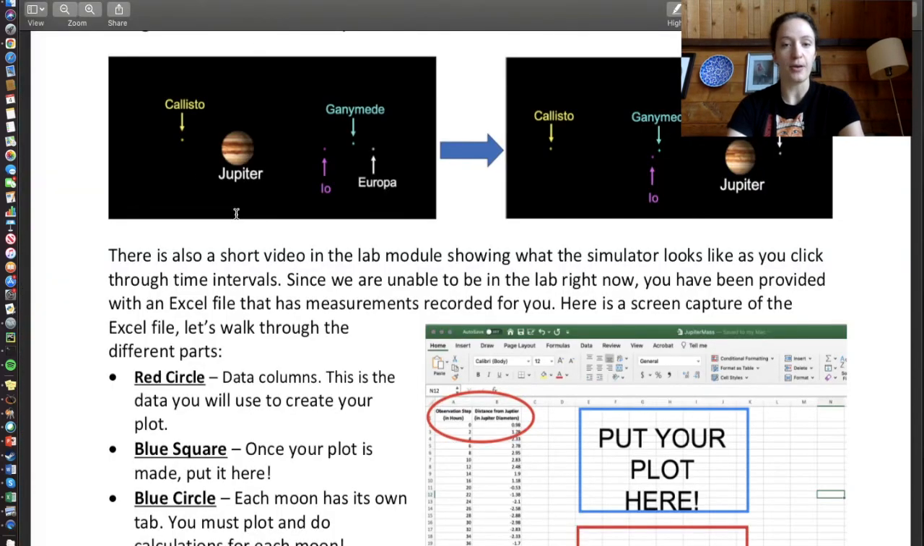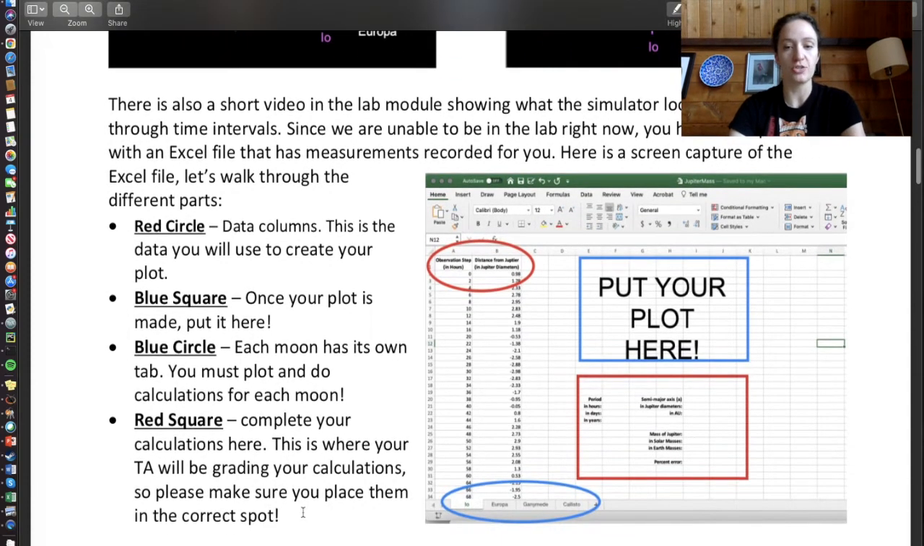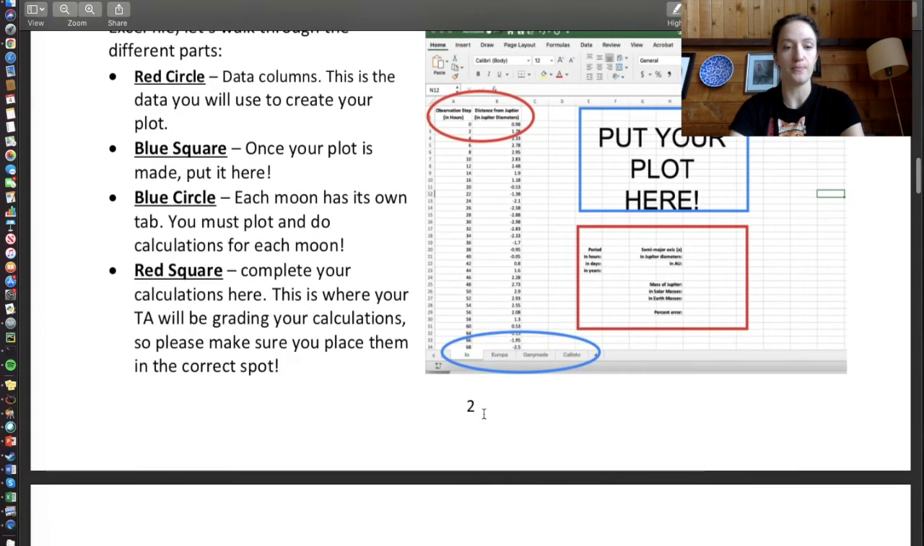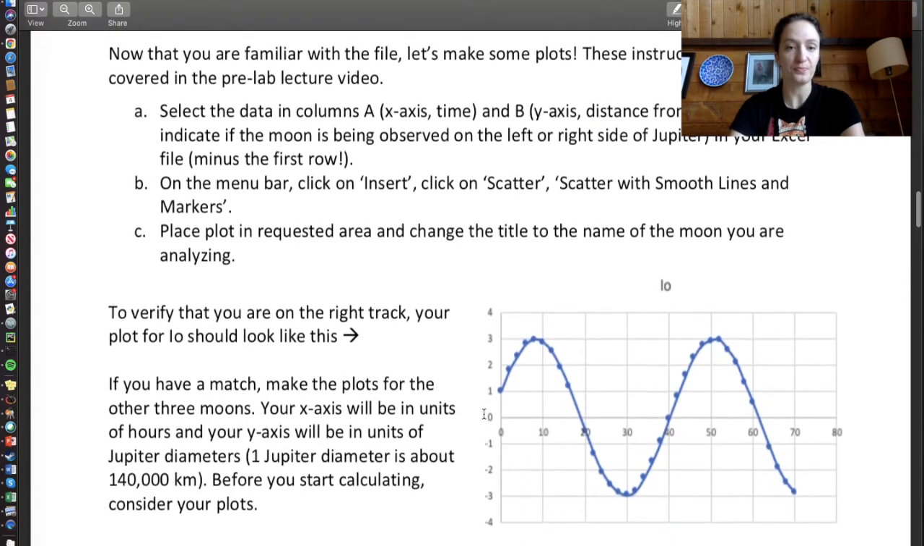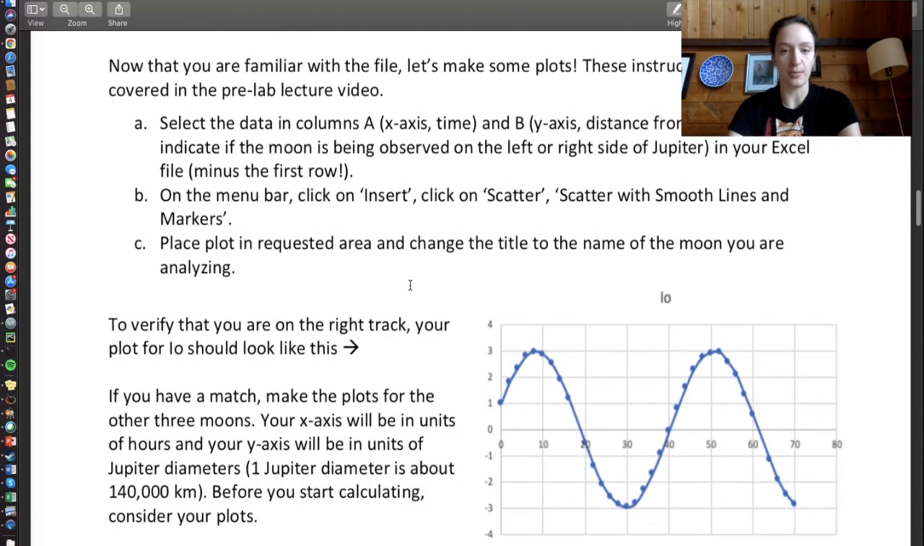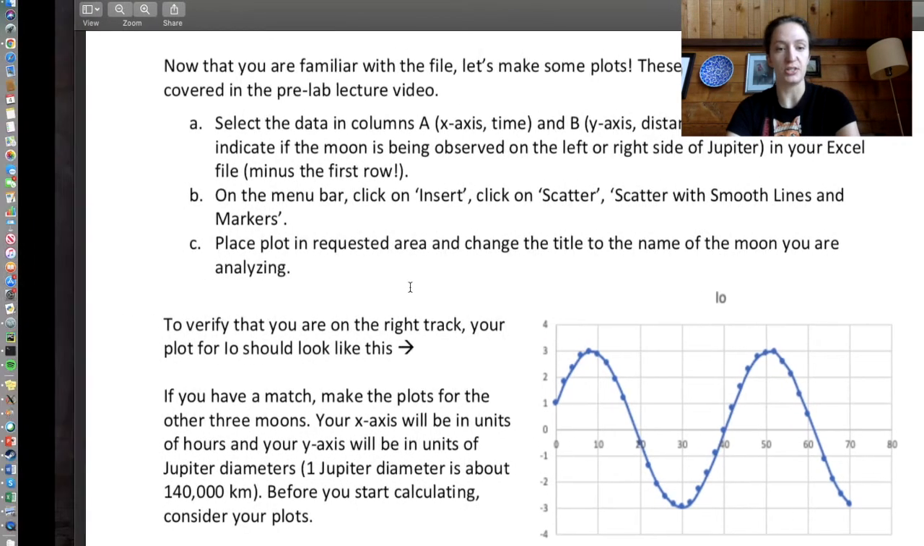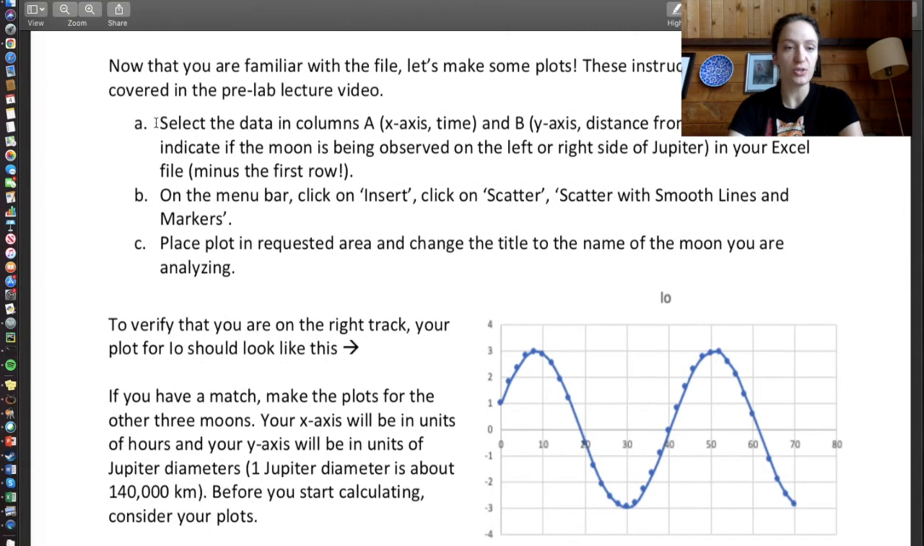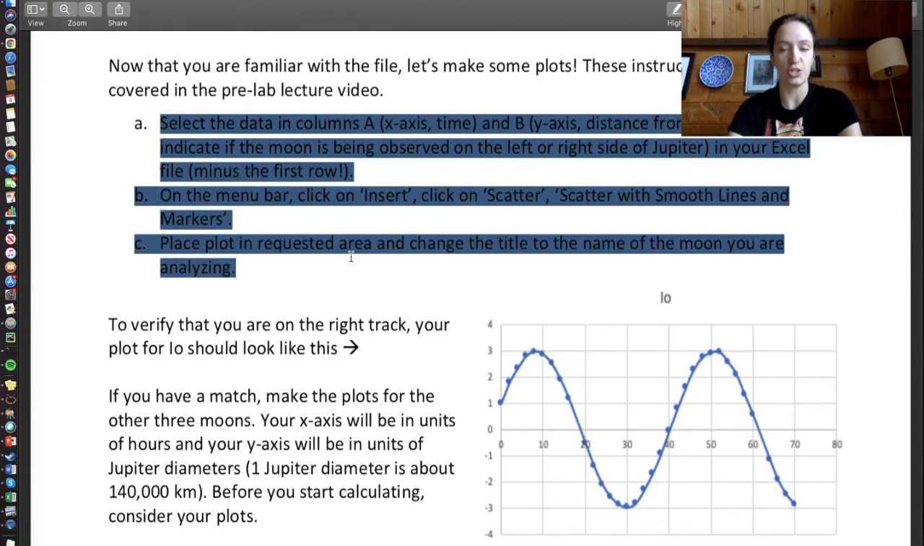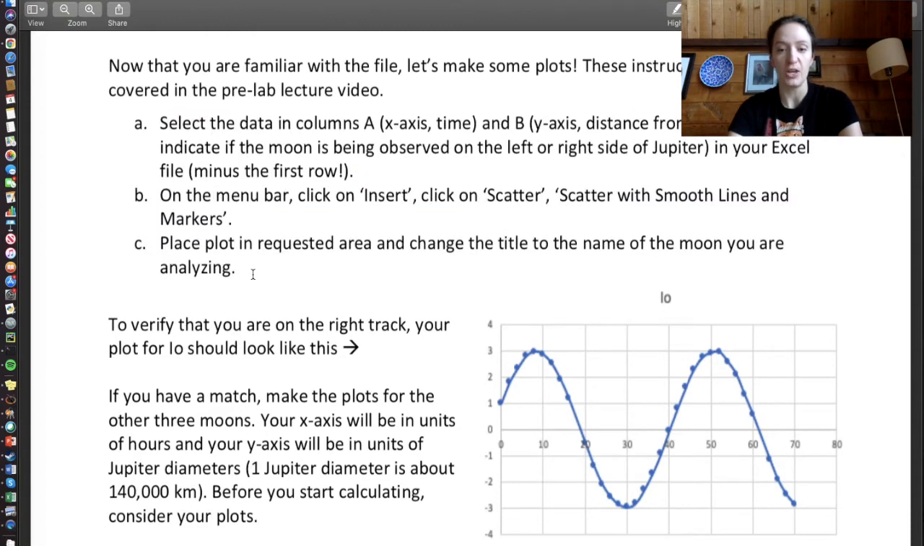So back in the lab, I've showed you what the simulator looked like. Down here, it just goes through the spreadsheet again, but I've already explained all that. Now we're going to start making the plots. If you're on a Windows or a Linux machine, I suggest you try to replicate these steps as best you can. You might need to fiddle around with it a little bit. If you're on a Mac, I can show you exactly what you need to do.